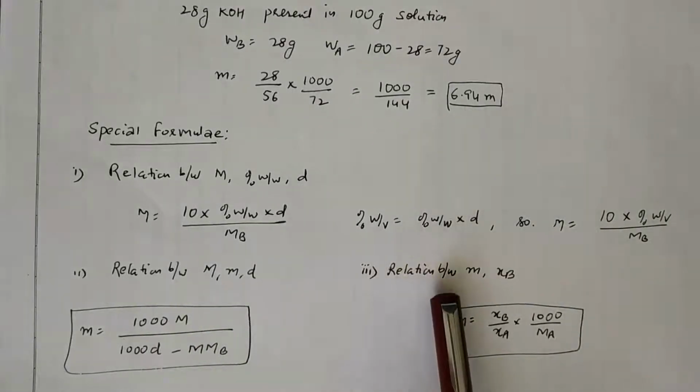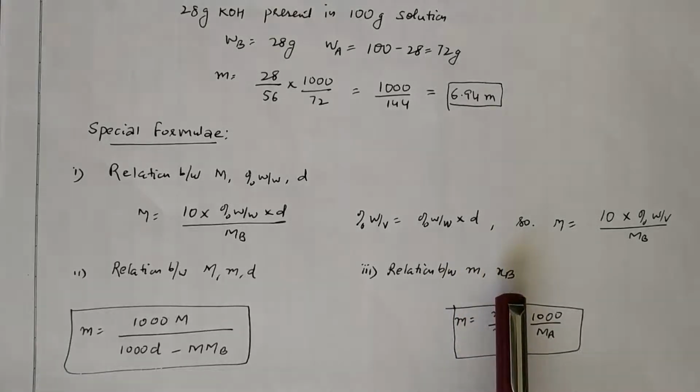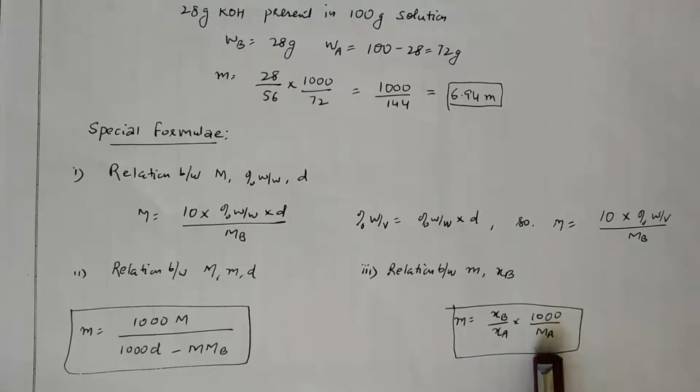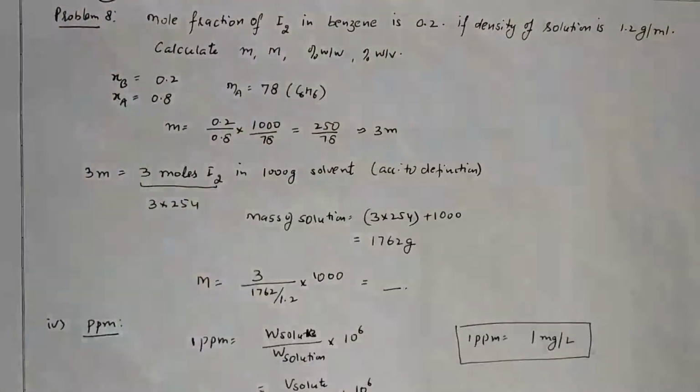The third is the relation between m and XB. m is molality, XB is mole fraction of solute. They belong to the same group, so density is not required. The simple formula is XB upon XA into 1000 upon MA. These are the direct relations which can be used in calculations. Problem 8.